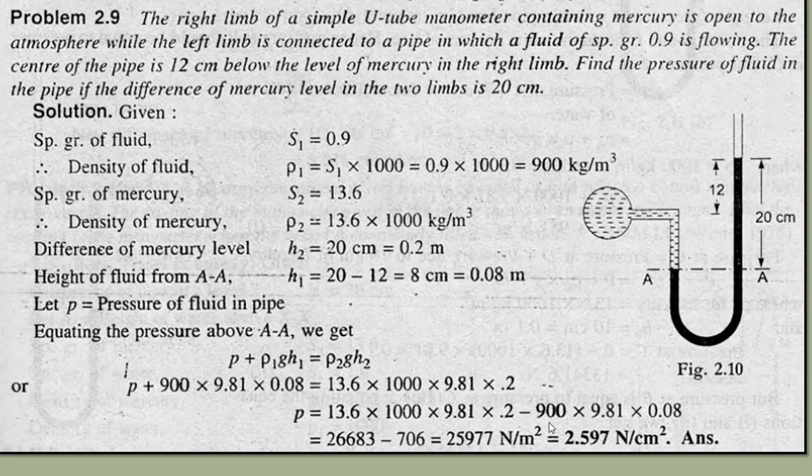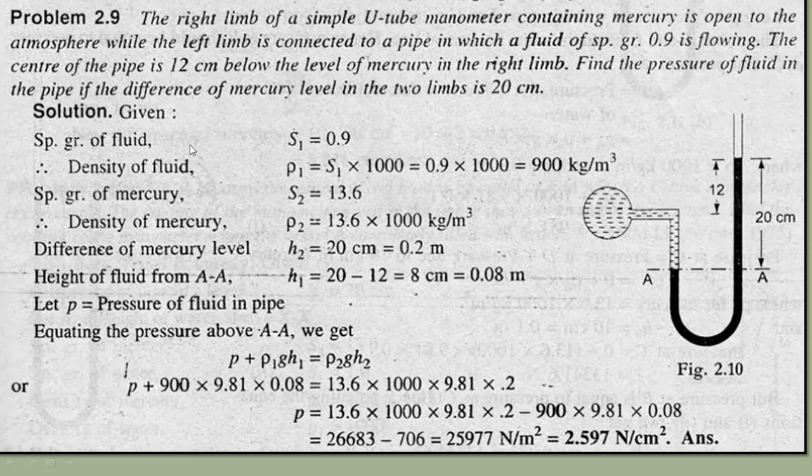Now, the right limb of a single U-tube manometer containing mercury is open to the atmosphere, while the left limb is connected to a pipe in which a fluid of specific gravity 0.9 is flowing. The center of the pipe is 12 cm below the level of mercury in the right limb. Find the pressure of fluid in the pipe if the difference of mercury level in the two limbs is 20 cm.